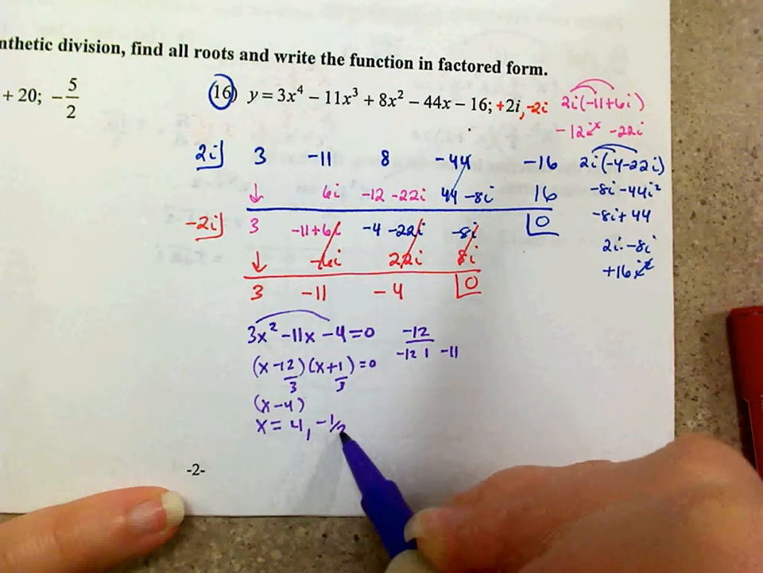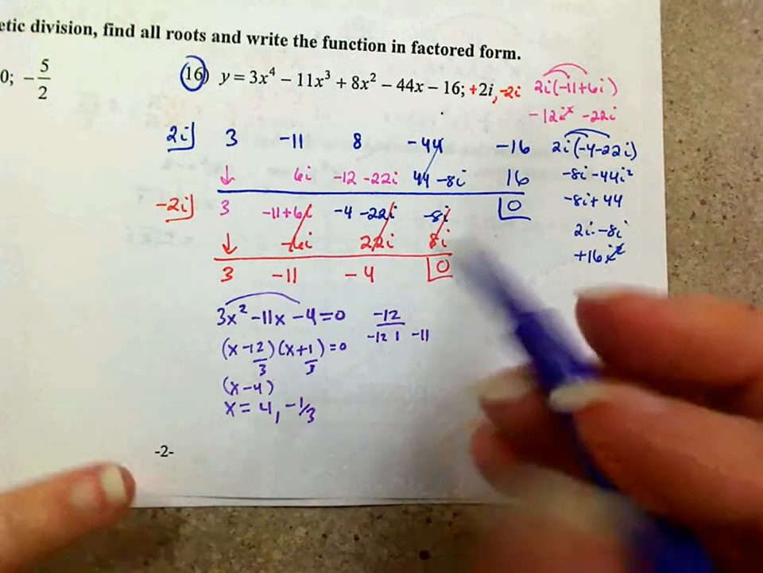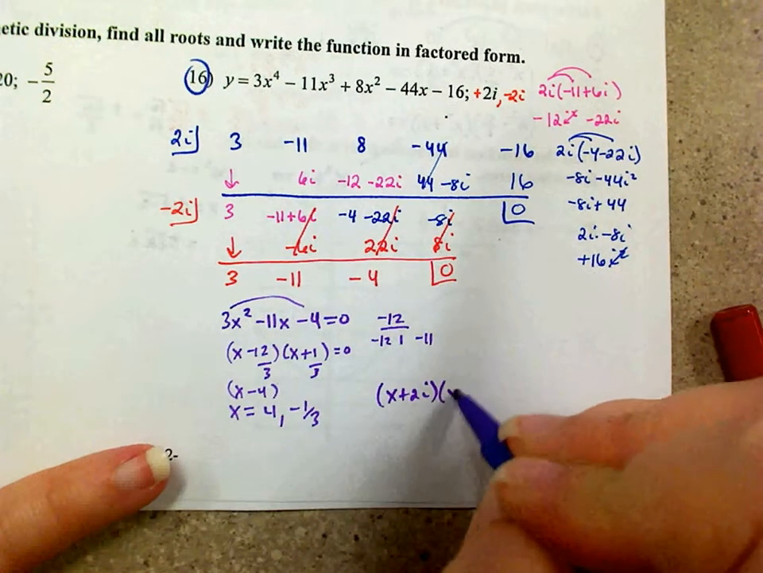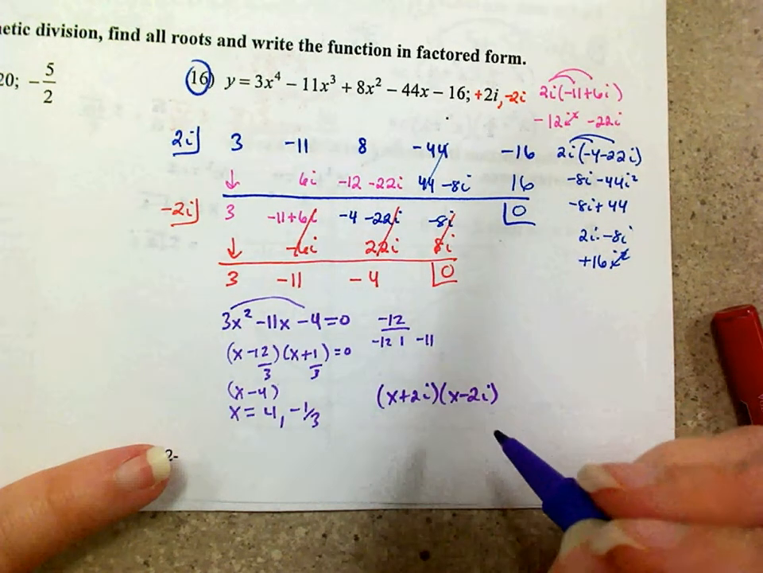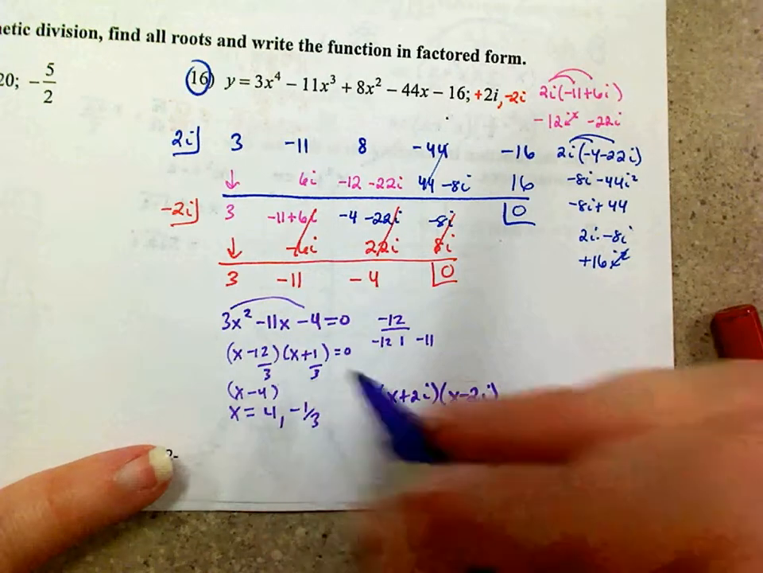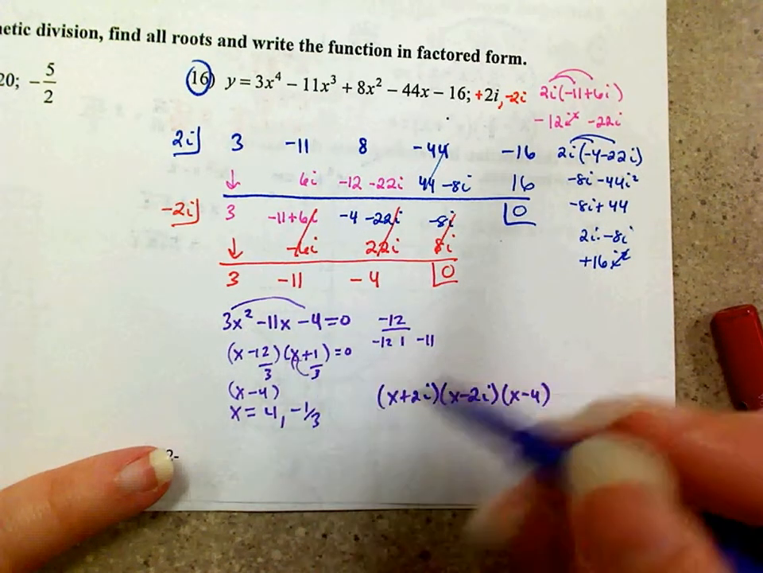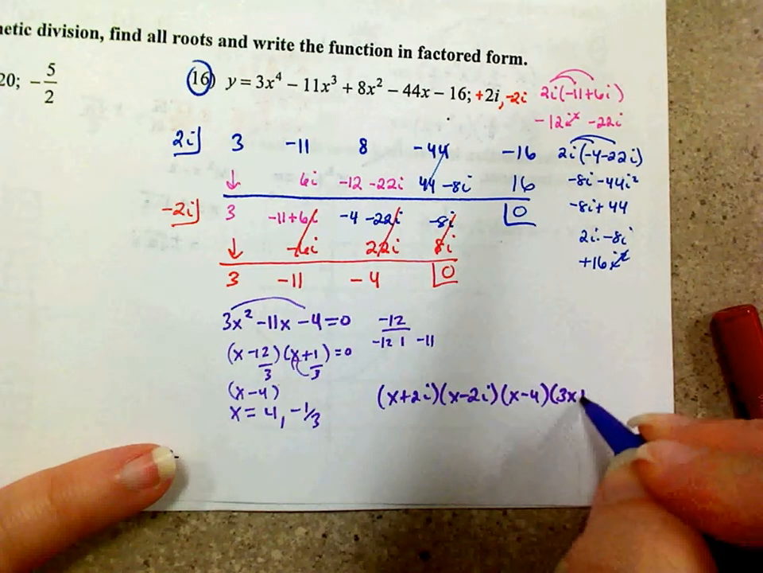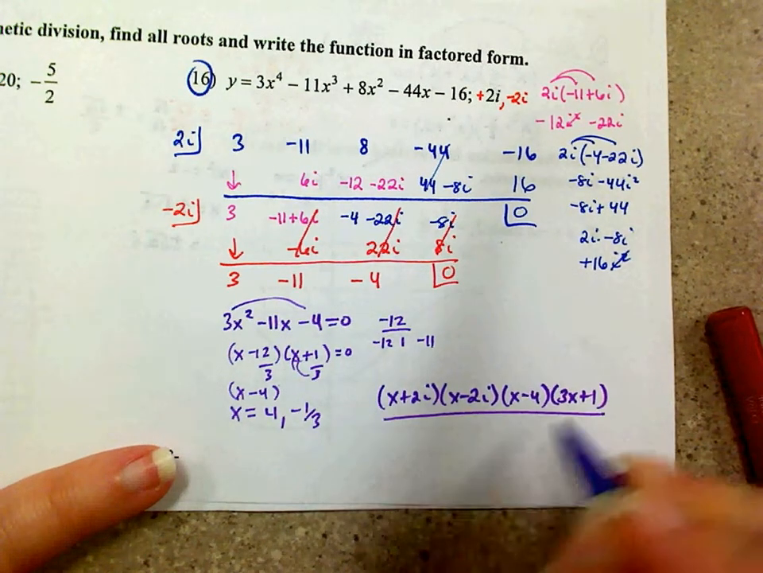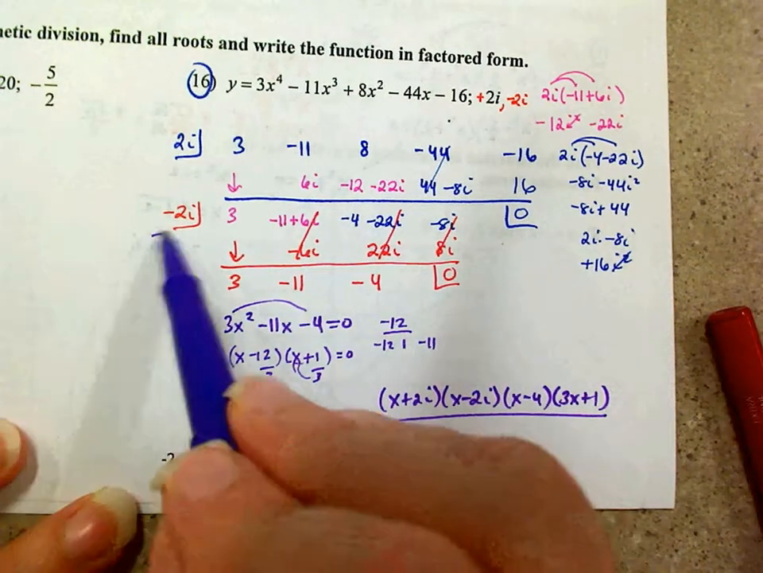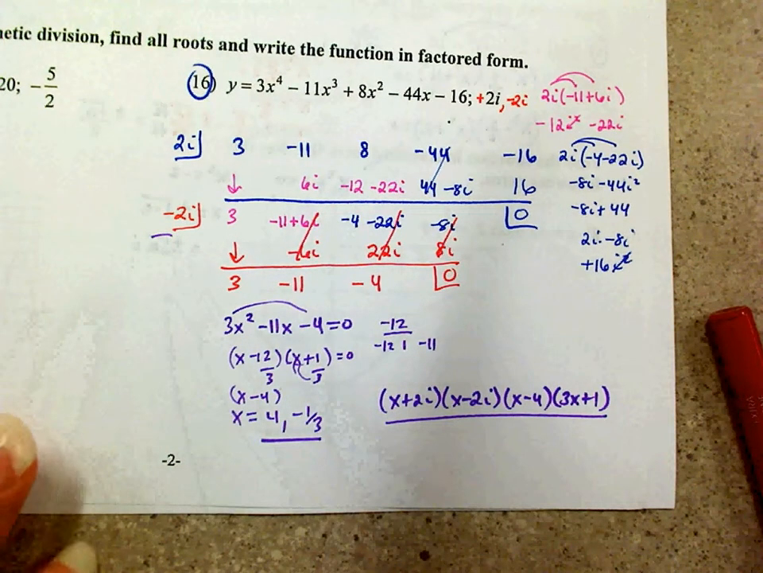So if I were going to write this out in factor form like it asks, I've got x plus 2i, x minus 2i, and then I've got x minus 4 right here. And then this one right here, bottoms up, 3x plus 1. And that's the factor form. There's the other two zeros. And there's the third zero, other than the first one you got.